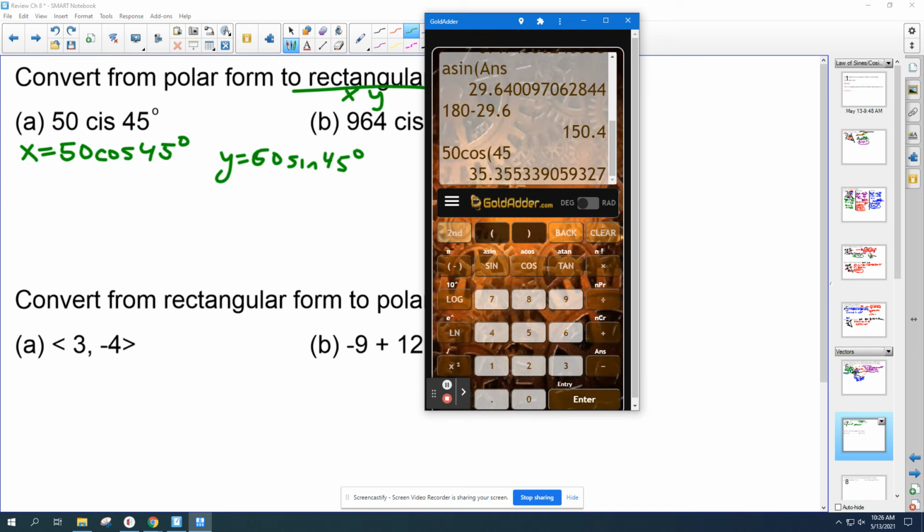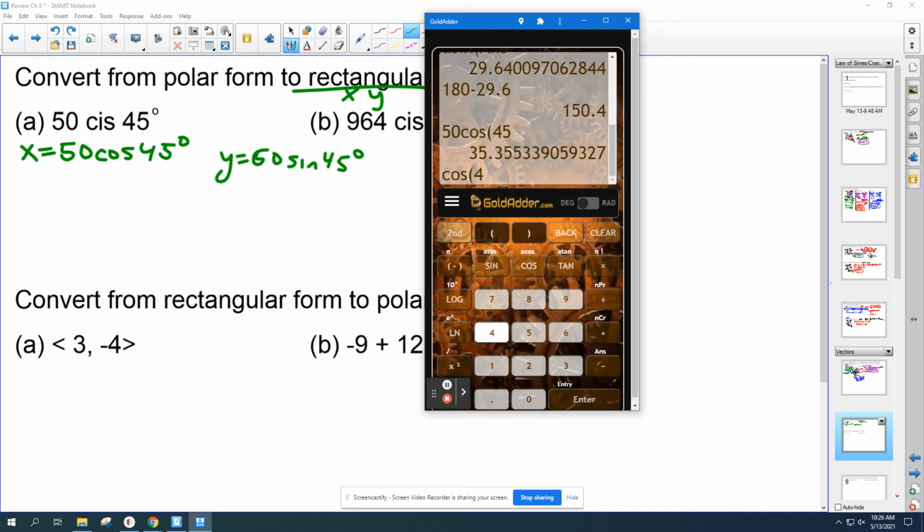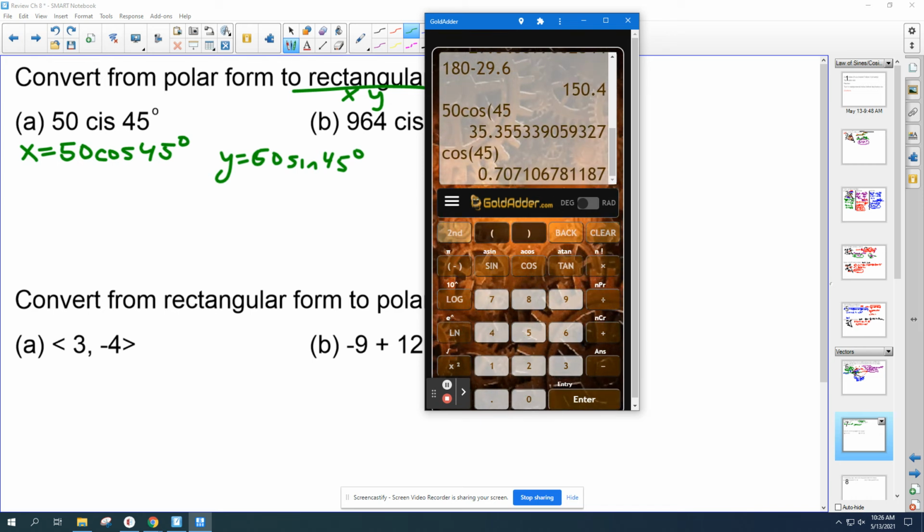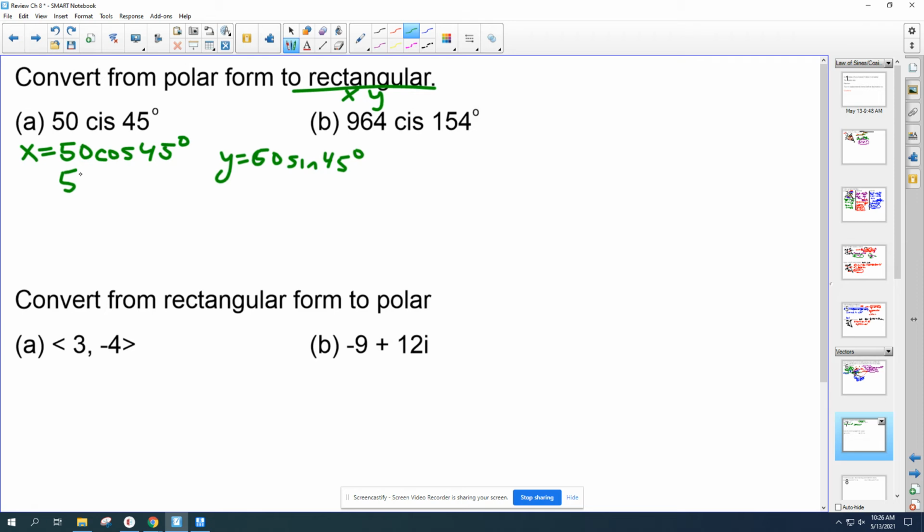There's probably a square root in there. So if you just do cosine 45, it shows you that you should have used the chart. That's 0.707. 0.707 is one of those numbers that we know, square root of 2 over 2. So that's really 50 times square root of 2 over 2. You can cancel. It's going to give me 25 square root of 2 right there. Sine 45 turns out is the same thing. So we're going to get the same thing, 25 square root of 2.